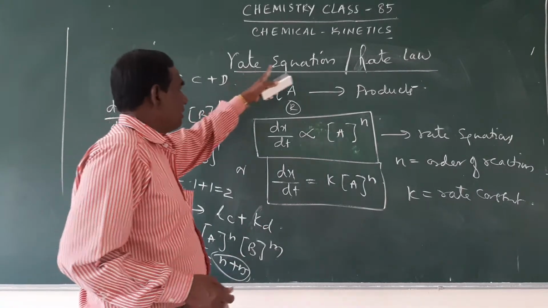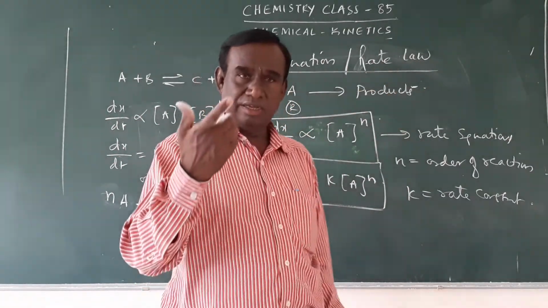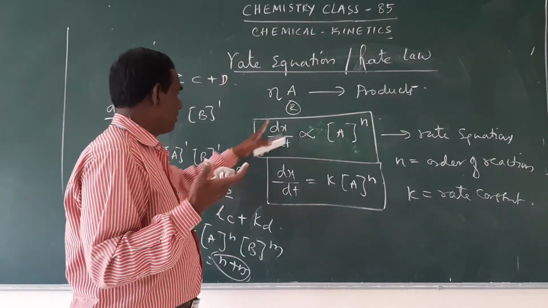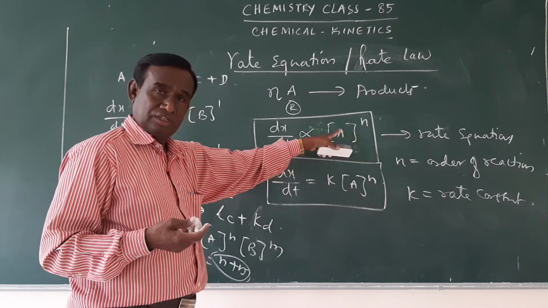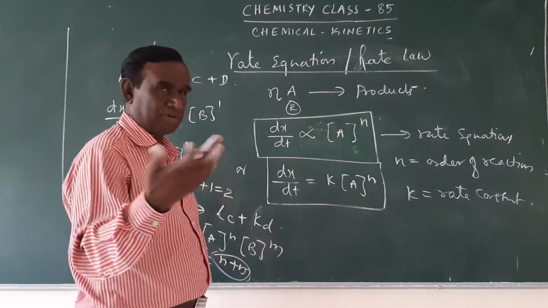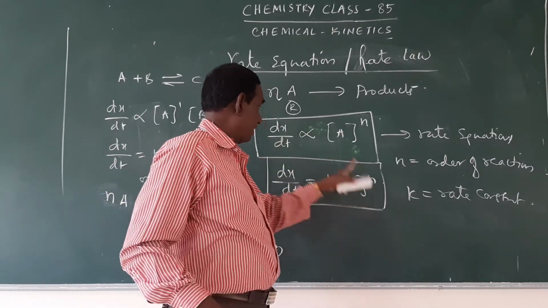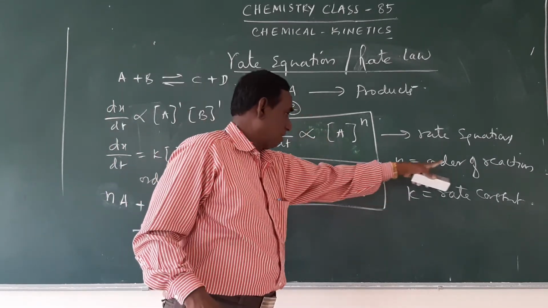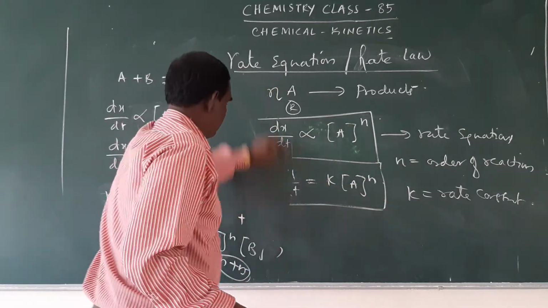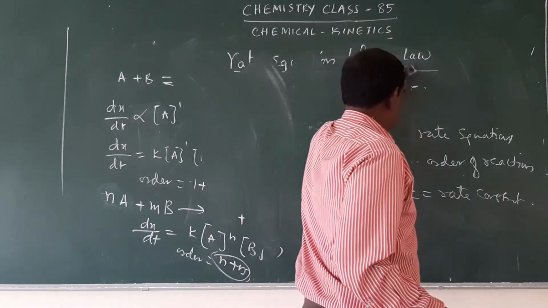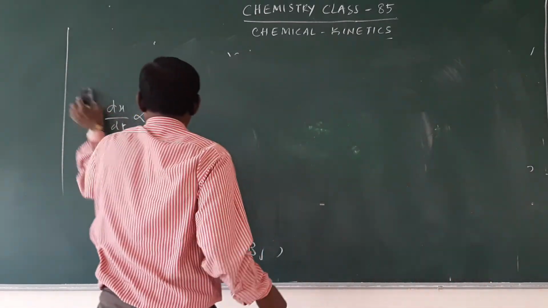Anyhow, the rate equation or rate law is nothing but the law or the relationship between the rate of chemical reaction and the concentration of the individual reactants in the experimentally determined rate equation, that is dx by dt is K A to the power of n, where n is called the order of the reaction and K is called the rate constant. So now, what actually is the meaning of this order of reaction? Let me come to this order of the reaction.